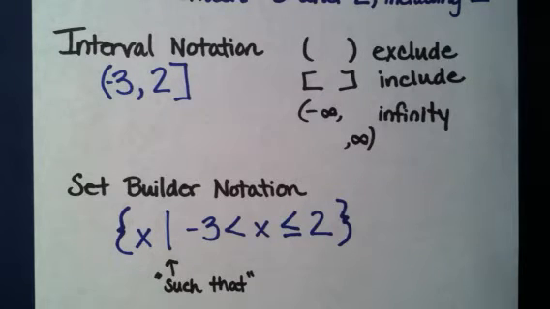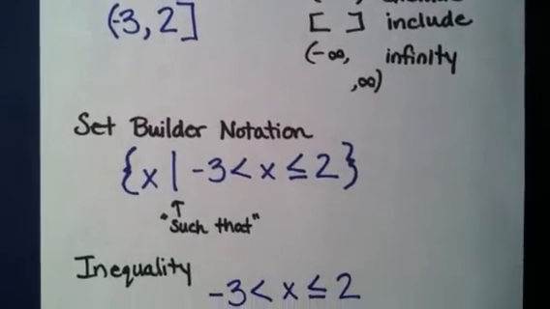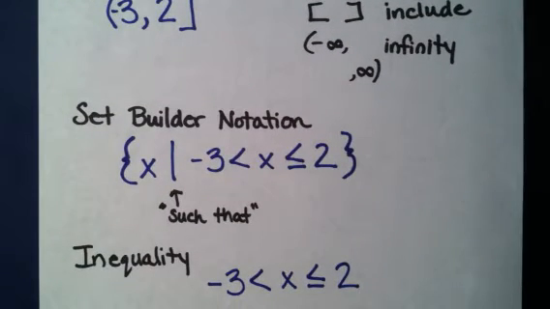Finally, if we were to write the same set of numbers as an inequality, we would write it as -3 is less than x, which is less than or equal to 2. As you'll notice, that same inequality is apparent in the set builder notation as well.